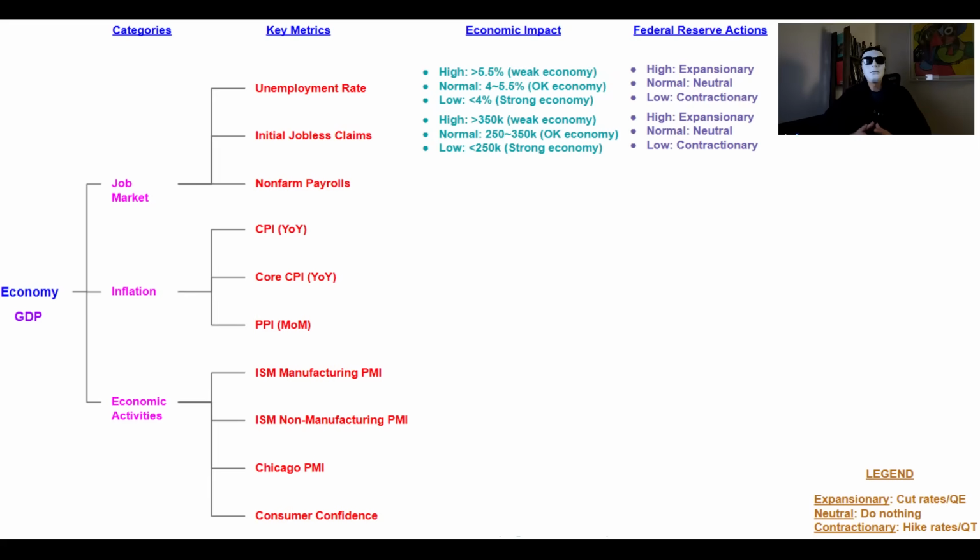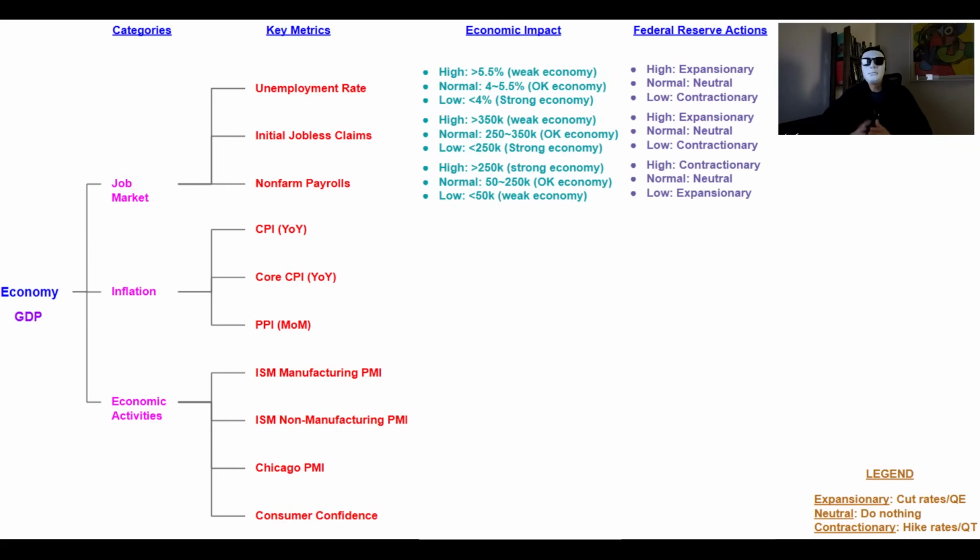Now, having that said, while there's no hard rule on this one as well, you can generally consider that any number between 50,000 to 250,000 as a normal state. Anything above 250,000 would be considered high, representing a strong job market, and anything below 50,000 would be considered low, indicating a weak job market. Now, in this case, the Federal Reserve's actions would be the other way around. If the number is high, the Fed would think that the economy is strong and would take contractionary measures. And if the number is low, the Fed would take expansionary actions.